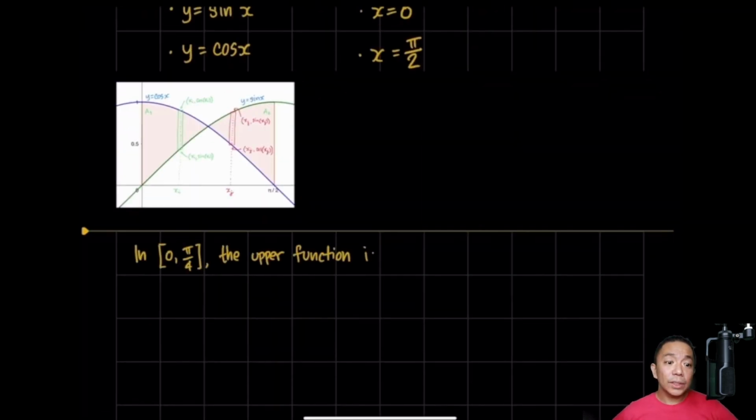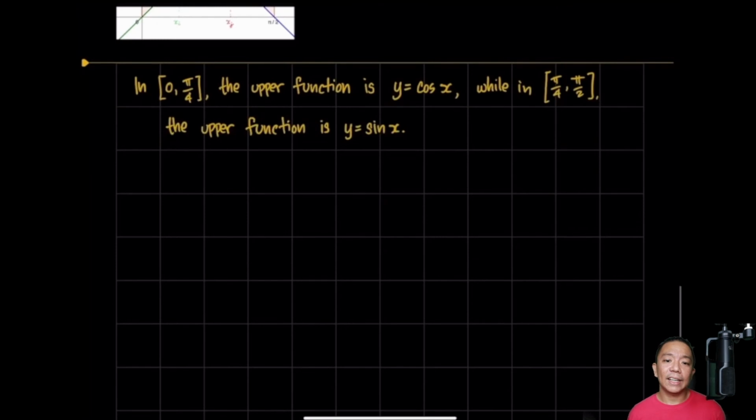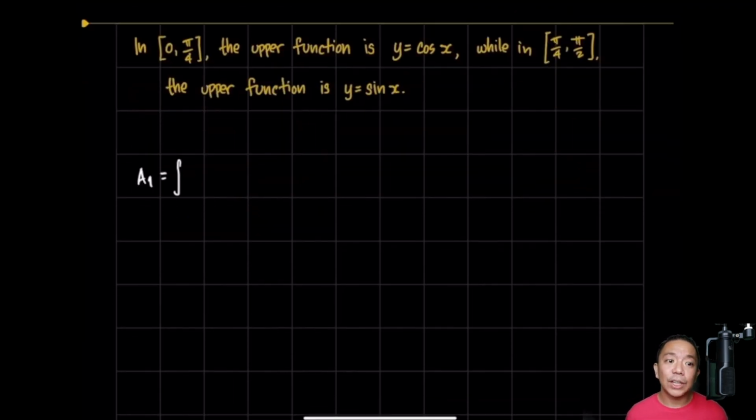So in the closed interval 0 to pi over 4, kasi nasa gitna nung 0 and pi over 2 yung pi over 4, the upper function is y equals cosine x. While in the other subinterval, dun sa pi over 4 papuntang pi over 2, yung upper function ay y equals sine x. So, isulat lang natin yung observation natin kanina.